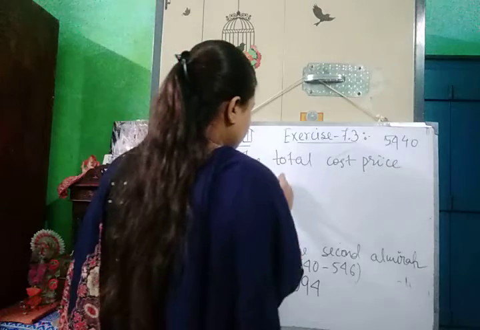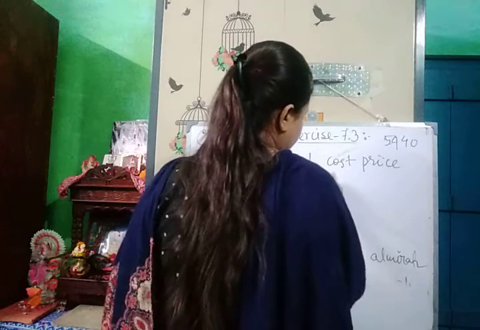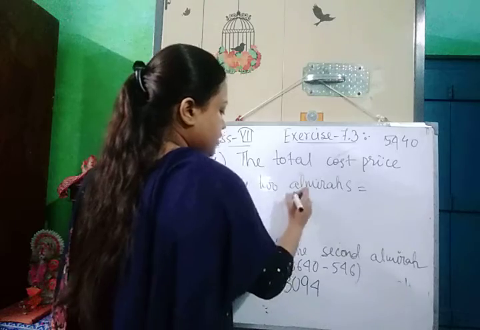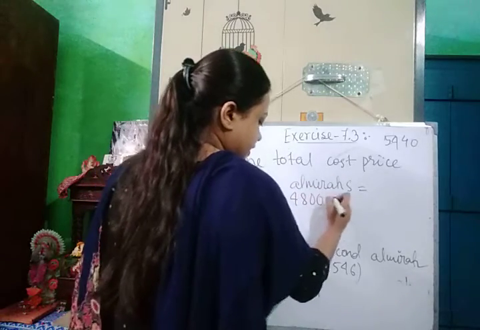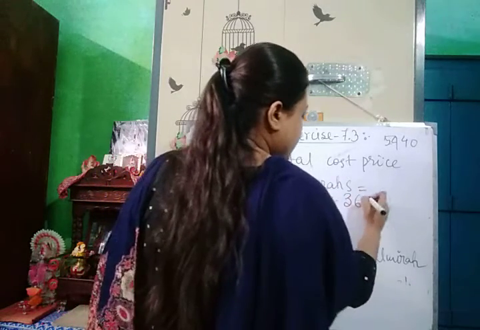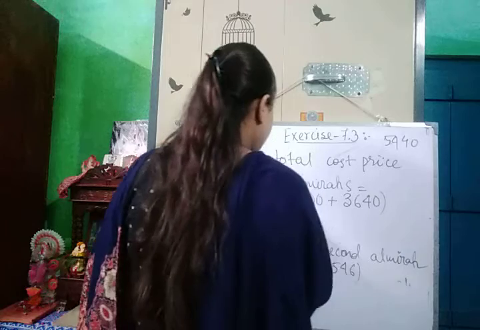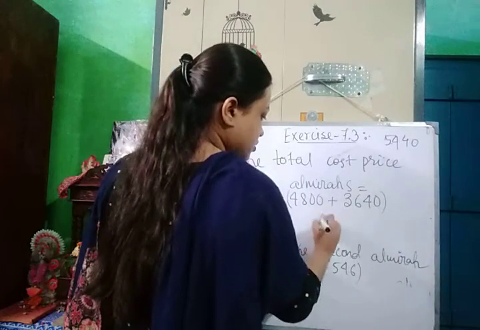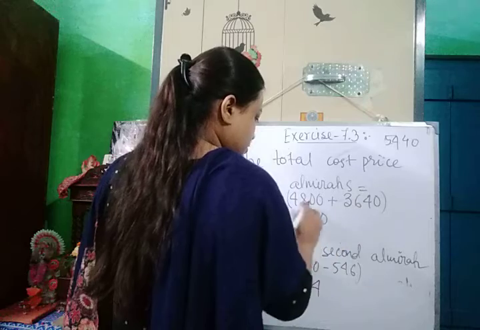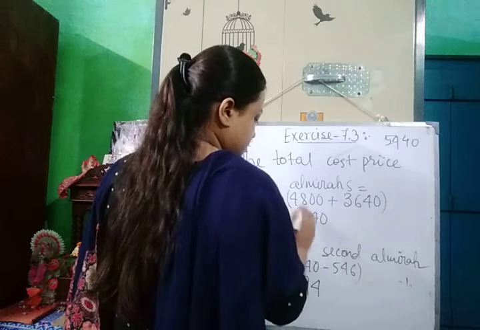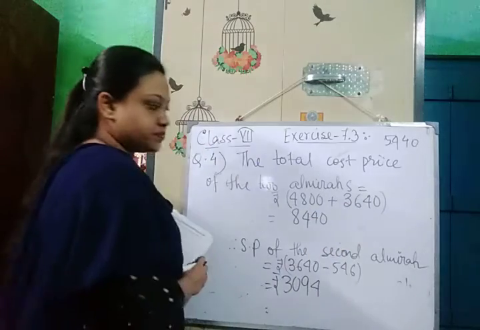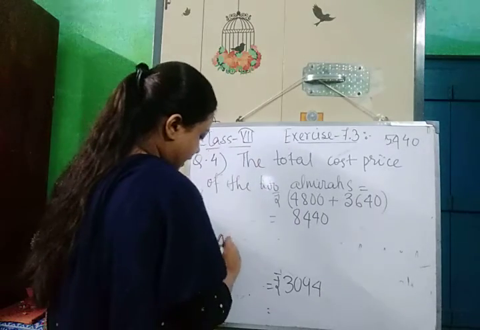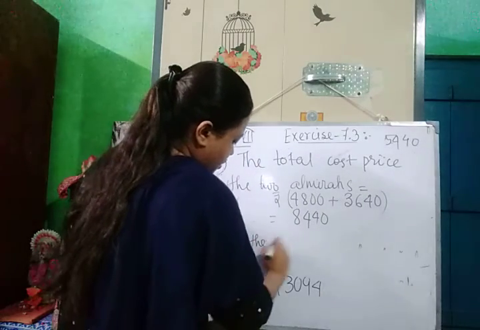Of the two almirahs, the first one was bought for rupees 4,800 and the second one was bought for rupees 3,640. So we need to add both cost prices to get the total cost price. So it will be 8440.